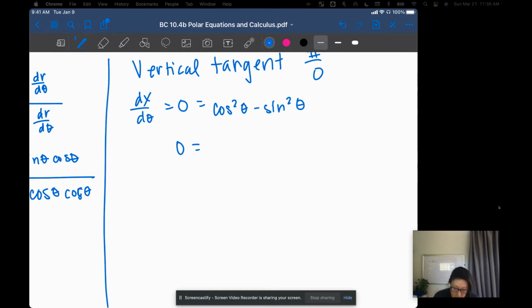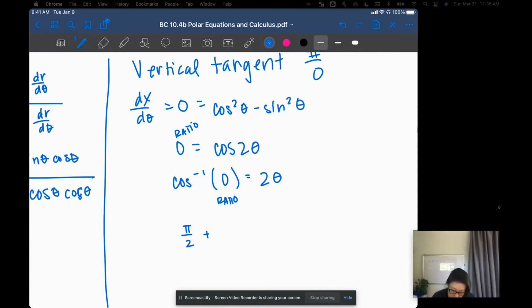And I remember from pre-calc that cosine squared theta minus sine squared theta is a double angle formula. That is equal to the cosine of 2 theta. This is going to make it a lot easier for us to solve. So I'm going to take the cosine inverse to get theta by itself. The cosine inverse of 0, which is a ratio of sides, remember, is equal to 2 theta. So when is the cosine ratio equal to 0? It's when I have pi over 2 or 3 pi over 2.